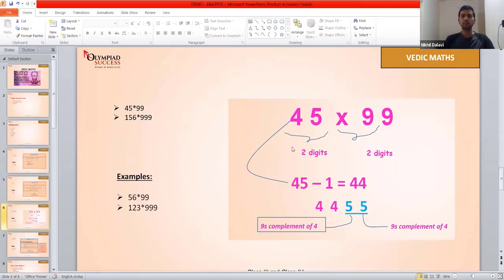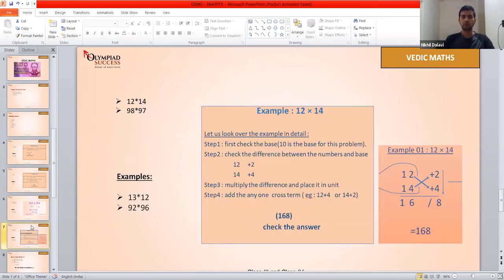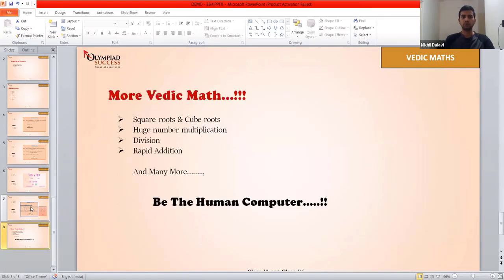Great. So this is what Vedic mathematics can do. This is the way it can do wonders, how we do it in a Vedic way. So this is all about Vedic mathematics.